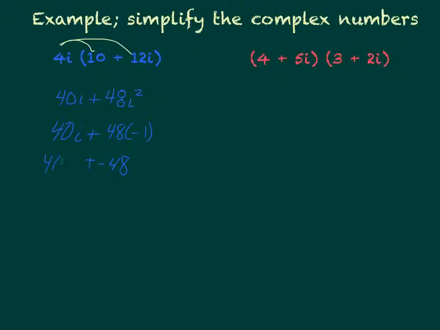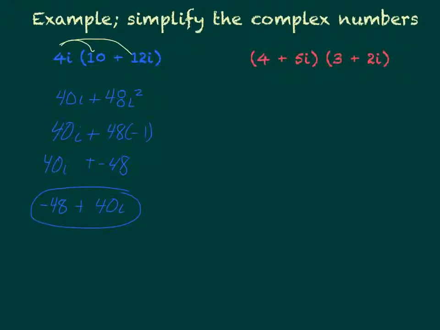So 40i plus -48. But we need to write it in its correct form, where it's real part first and then the imaginary part. So that would be -48 plus 40i. And that's your final answer.